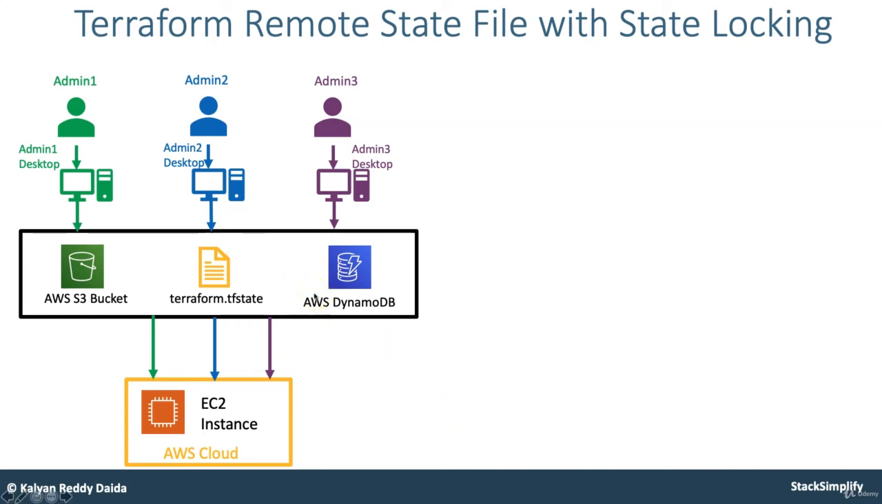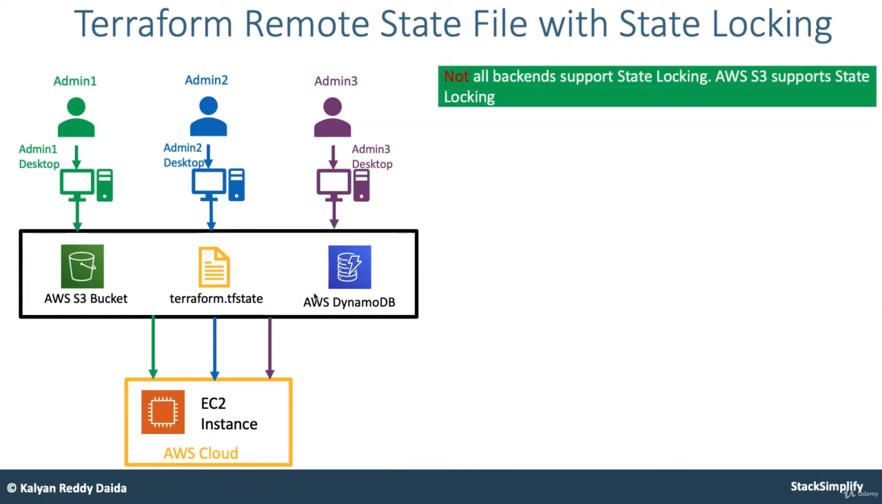Now let's understand a little bit about these things. Not all backends support state locking. Among all the backends that Terraform supports, not every backend will support state locking; a few will not. With that said, AWS S3 supports state locking. That is the reason we are using it.